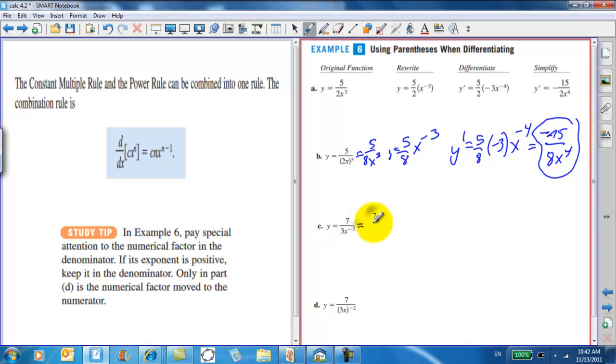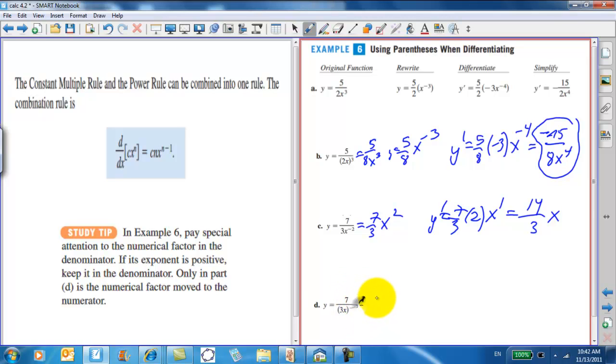Here, let's rewrite this as 7/3 x to the positive 2. So that makes the derivative a lot easier then. It's 7/3 times 2 times x to the 1. So we get for the derivative 14/3 x.